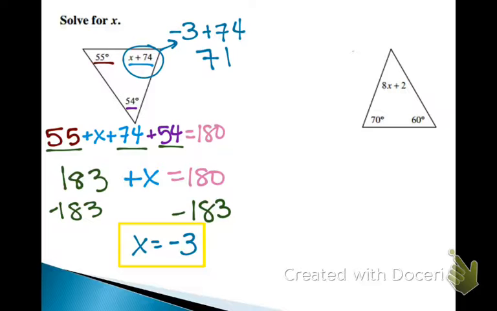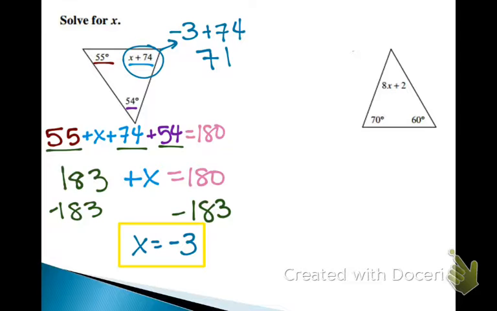Okay? How could I triple check that I did this correctly? Plug it in, then what should I do after that? Add them all up. Add them up, and what should they equal? 180. Okay, you could add up 55, 54, and 71, and they would equal 180.